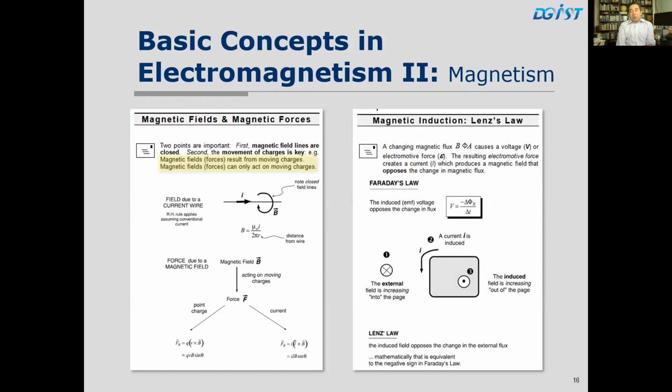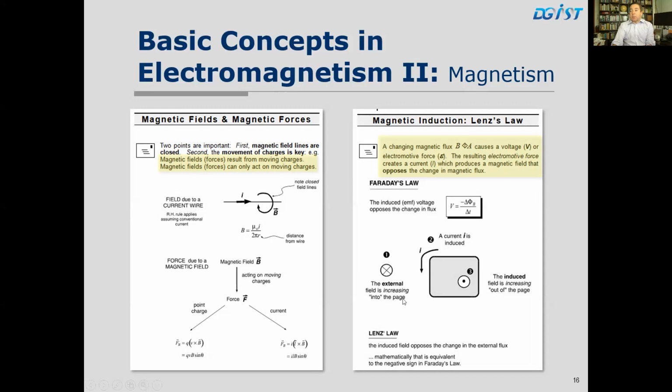Magnetic induction, or Lenz's law, is the concept that a changing magnetic flux, or the magnetic field through a certain region, in this case A is the region, causes a voltage or electromotive force. So it will cause an electric field. The resulting electromotive force creates a current, which produces a magnetic field that opposes the change in that magnetic flux. And this is given by Faraday's law. Phi B over t is the change in flux over time, and the voltage will be the opposite of that.